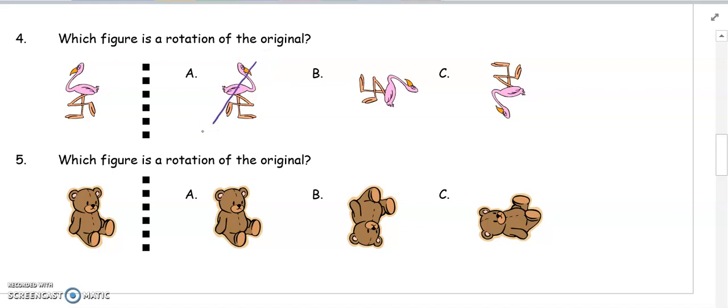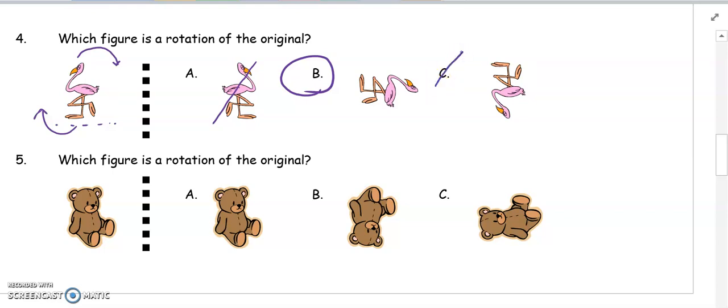If I take a look at B, think about the head moving this way, the feet moving up this way. B is going to be my rotation. Let's take a look at C as well. C is actually just another reflection of that original, so C does not work.